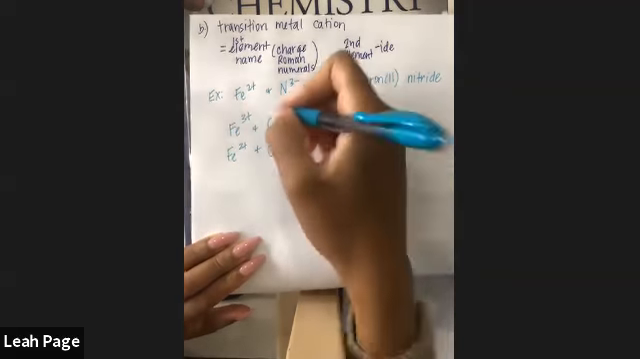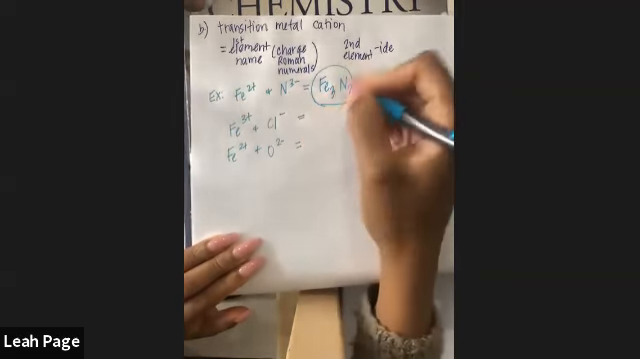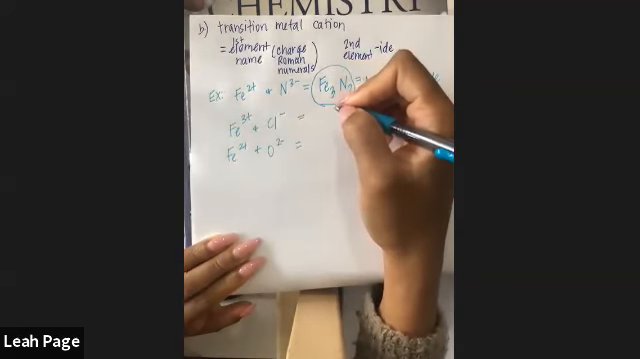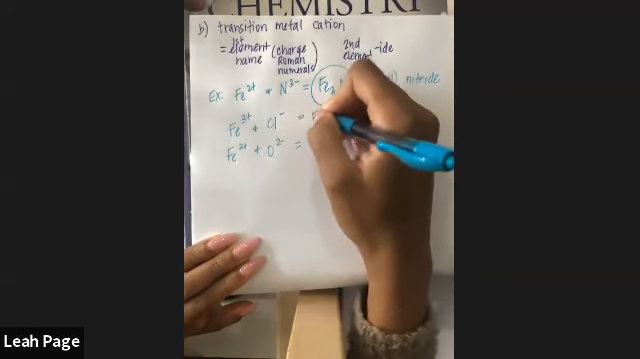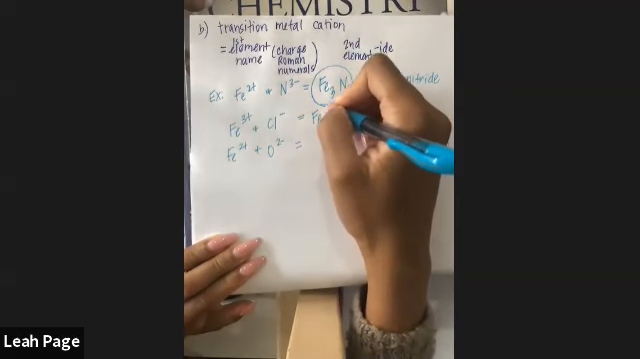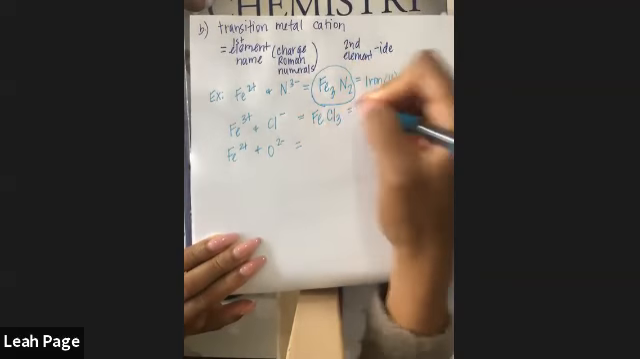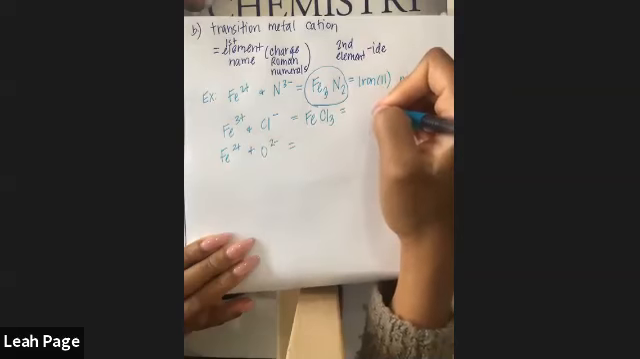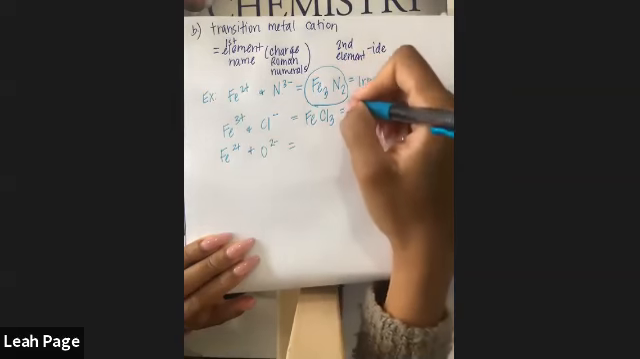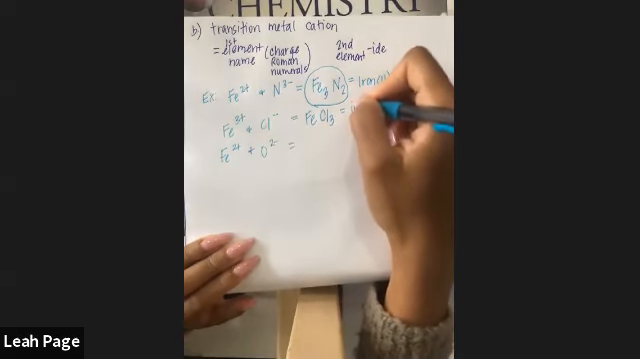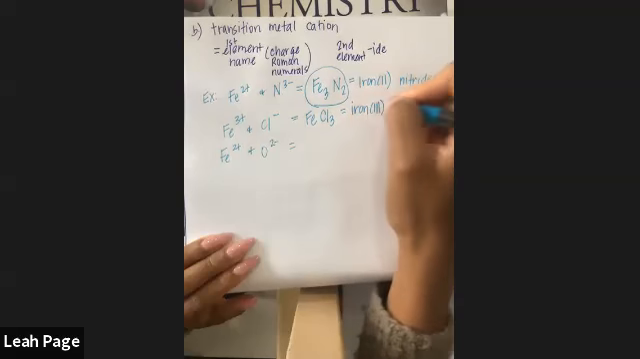All right. What do you guys think this one is? The formula first. FeCl3. FeCl3. Somebody else tell me what you think the name is. Iron 3 chloride. Iron 3 chloride.